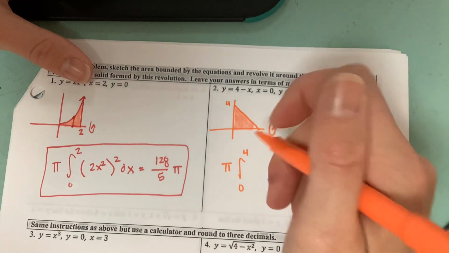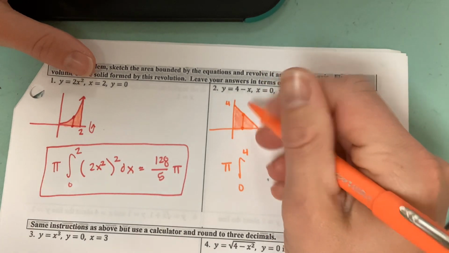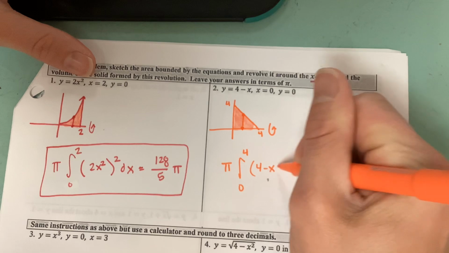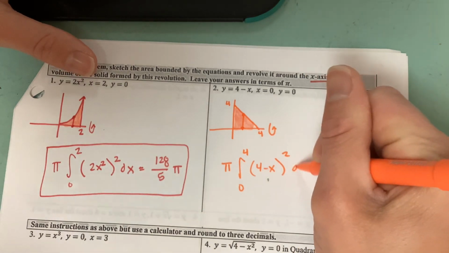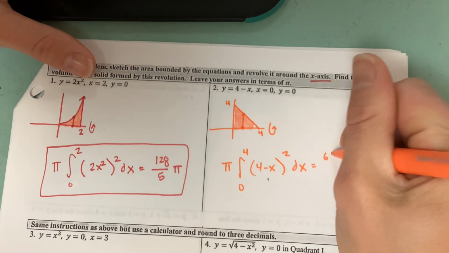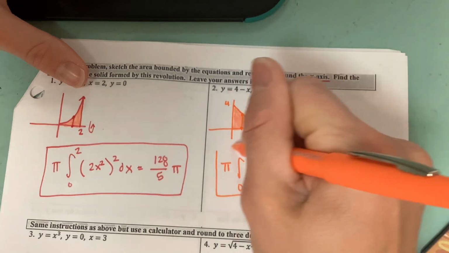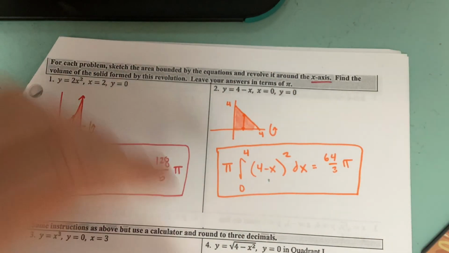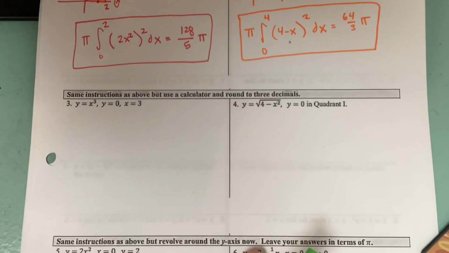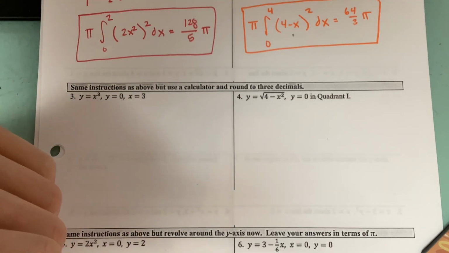Pi is going to go on the outside, and then your radius is going to be 4 minus x minus 0, and then squared dx, which is going to give you 64 over 3 pi. All right, same instructions as above, but use a calculator and round to 3 decimals. Sweet.